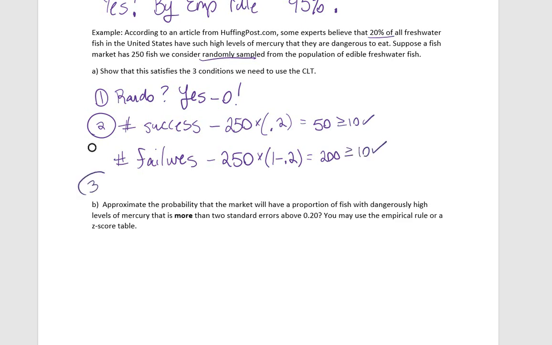Now the third thing is we want to know, is the population of freshwater fish greater than or equal to 10 times our sample? I don't actually know the exact population of freshwater fish in the United States, but I would not hesitate to say that it is much bigger than 2,500. So I'm going to go ahead and say that that is also true.